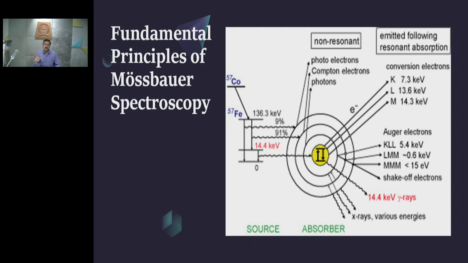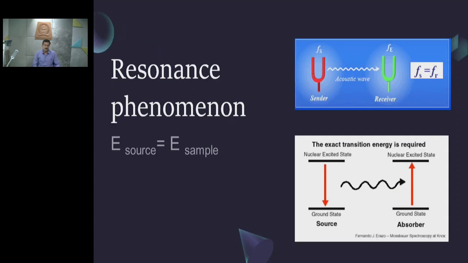Here there are non-resonant and resonance phenomena. There is cobalt-57 decaying to iron-57, with spin 3/2 to 1/2, and whatever is emitted reaches this portion, where it shows the resonance phenomenon. So there is a source and an absorber, which is the fundamental principle of this spectroscopy.